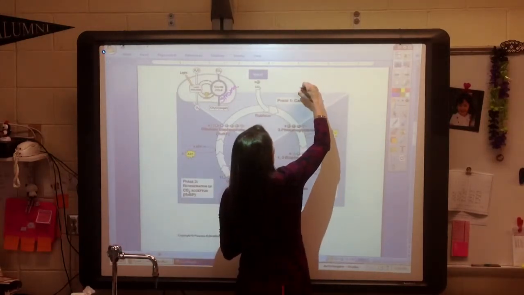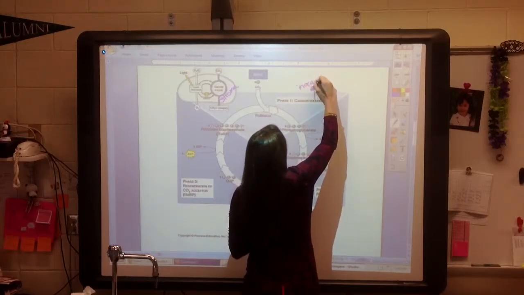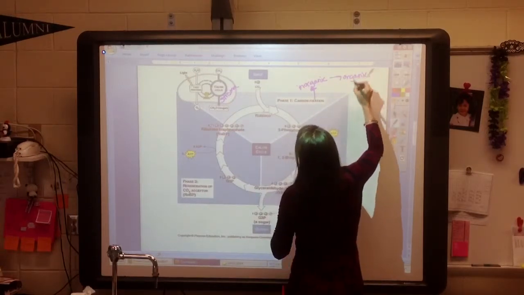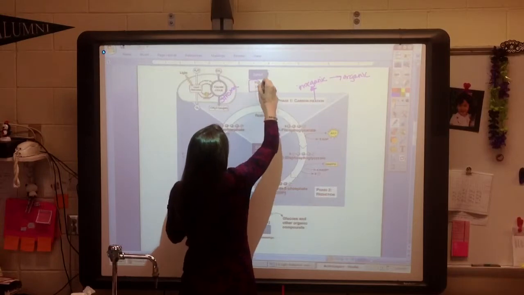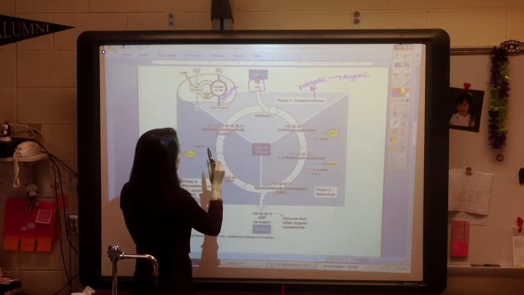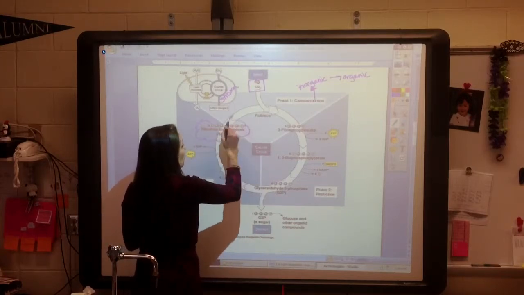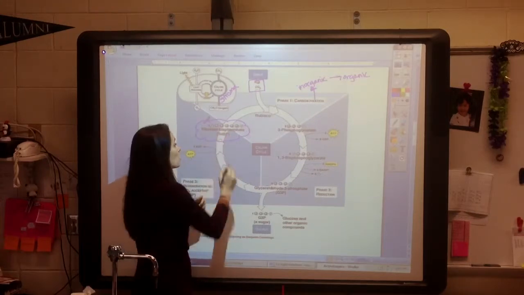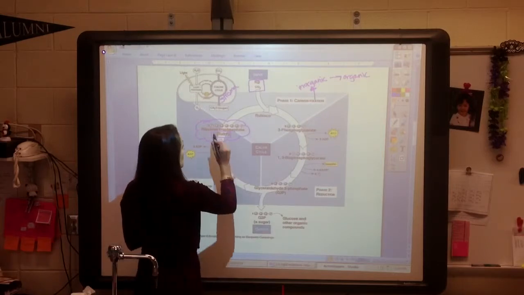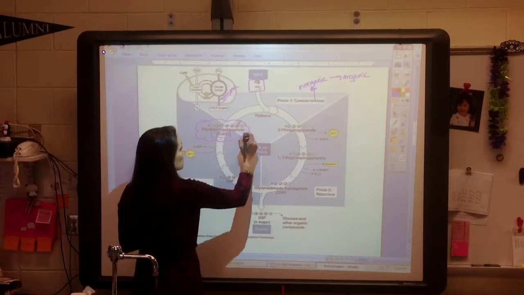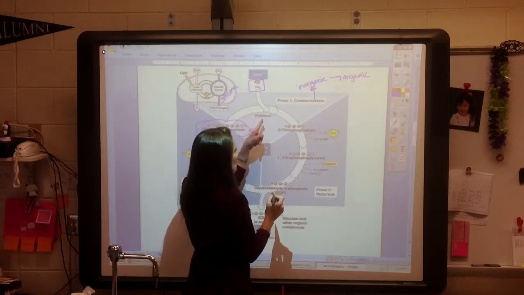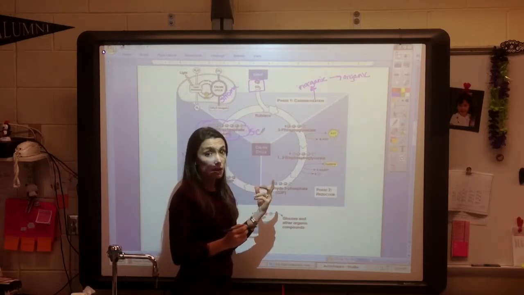Fixation means to take from an inorganic form to an organic form. So we're going to take our inorganic CO2 and we're going to fix it onto another molecule. You do need to know the name of this molecule. It's called ribulose bisphosphate, but you can just remember RuBP. RuBP is a 1, 2, 3, 4, 5 carbon compound. I add 1 CO2 onto it, and it will become a 6 carbon compound.